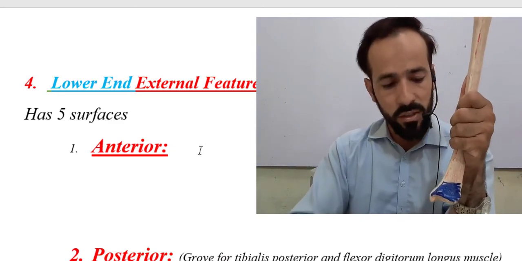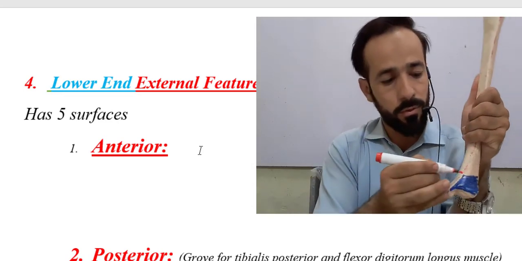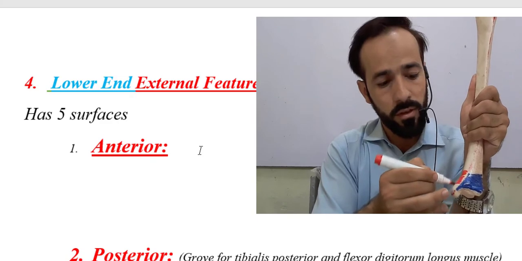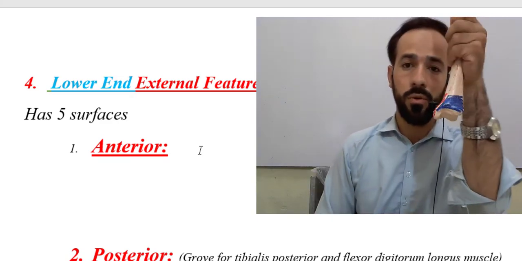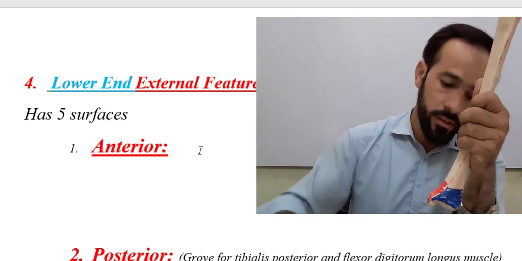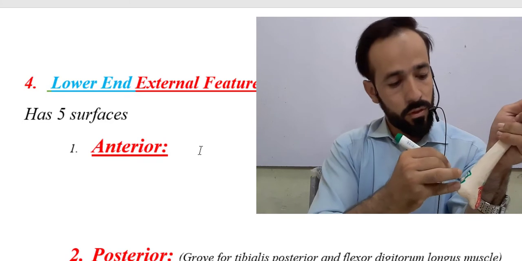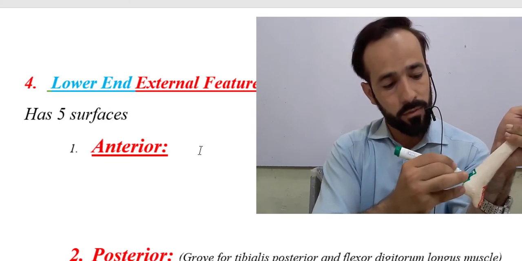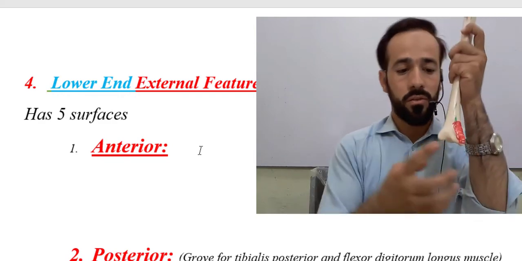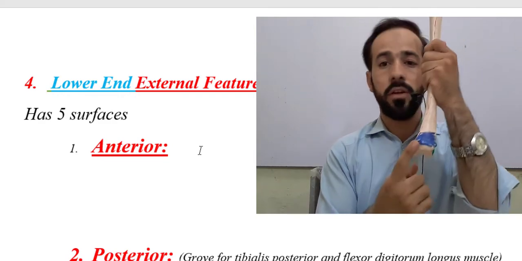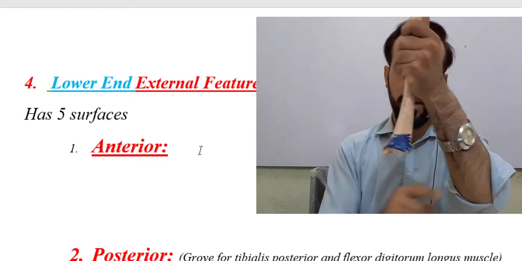Then there is the medial surface, and you can see here I will shade it with red color. So this is the medial surface of this lower end of the tibia. Then there is the lateral surface. So here we have the lateral surface also, and I will shade it with this green color. There is the lateral surface. So this is the anterior surface, this is the medial surface, this is the lateral surface.